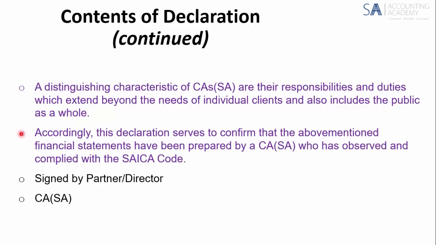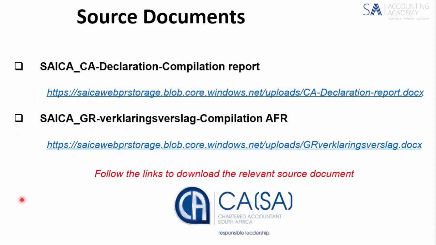Accordingly, they say this declaration serves to confirm that these financial statements have been prepared by a CA(SA) who has observed and complied with the SAICA code. So not just because you're a SAICA member, but because you're a SAICA member and SAICA forces you to subscribe to and to comply with the SAICA code. And it is then signed by either a partner or a director, and the designation clearly stated below that as CA(SA). And that's the declaration.